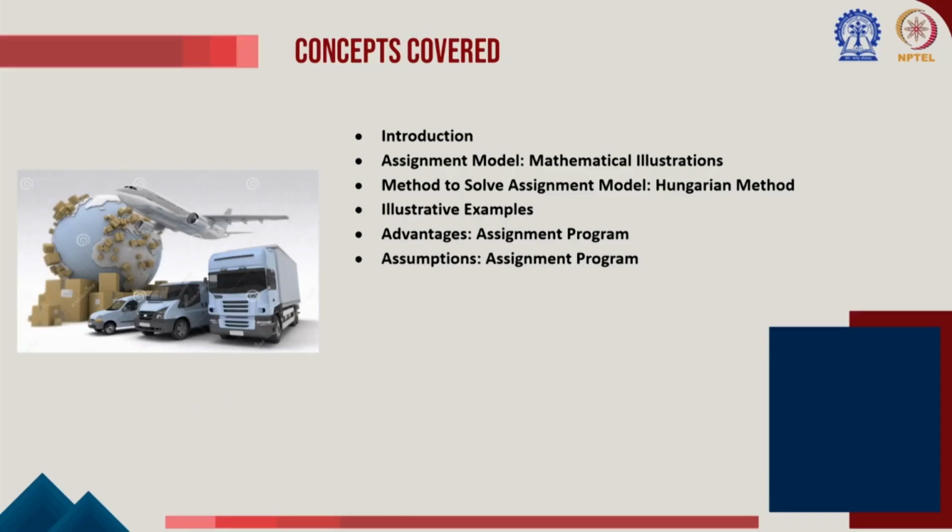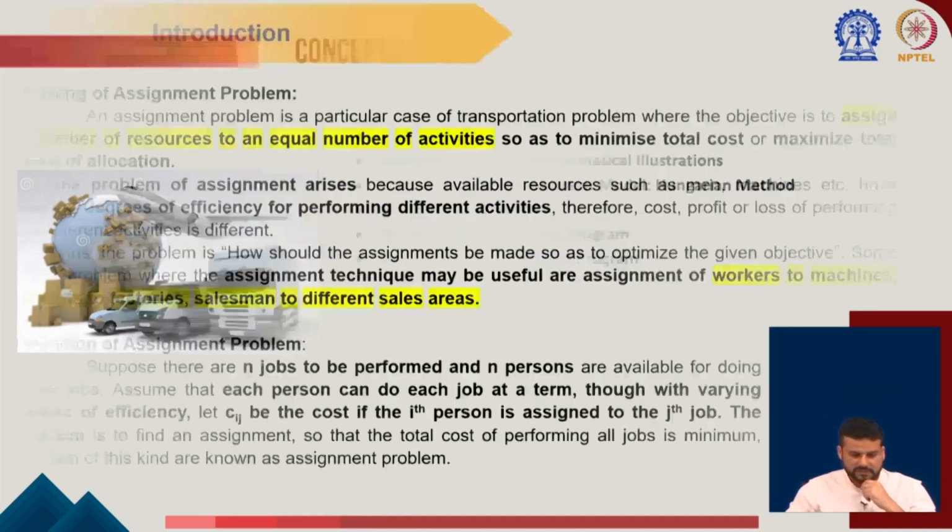So this is the content. We'll introduce the concept of the assignment model, and then we'll talk about some mathematical representation, how we are representing it in matrix form. We'll use the Hungarian method to solve this assignment problem. A couple of numerical examples I will be showing you, and then we'll discuss the advantages and the basic assumptions which pose limitations on this assignment algorithm.